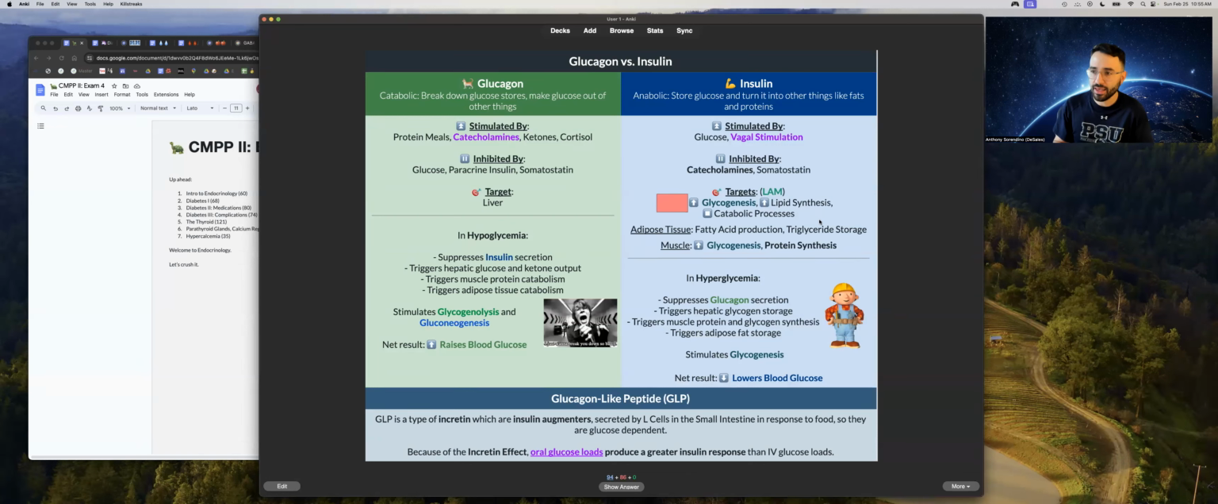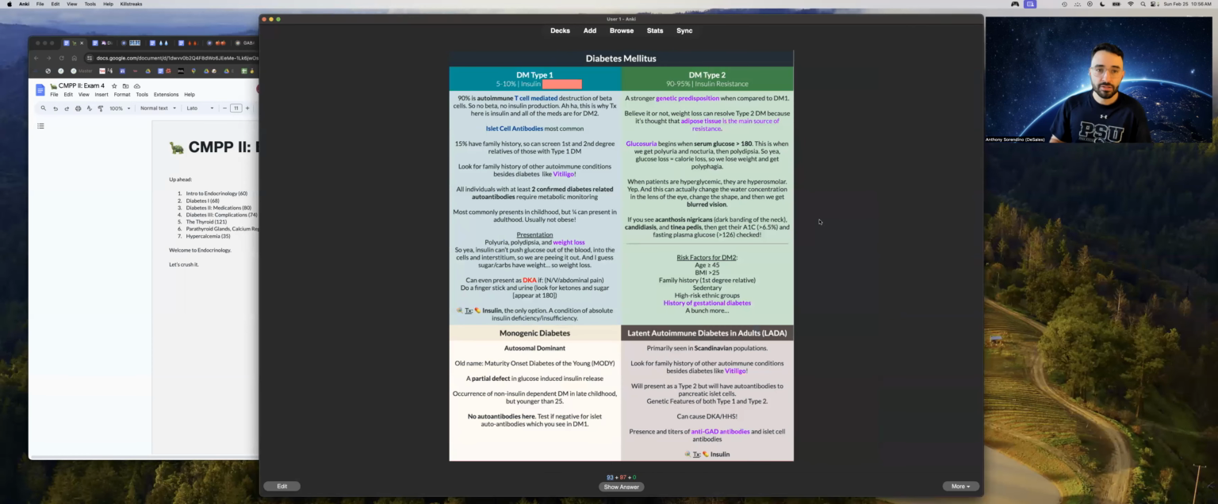Targets of insulin. LAM, what is the first one? The liver, right? Insulin is going to increase glycogenesis. That makes sense. It's parasympathetic. It's anabolic. It wants us to turn usable glucose into non-usable stored glycogen. That tracks. DM type 1 is insulin deficiency. DM type 2 is like, yeah, 90 to 95%.